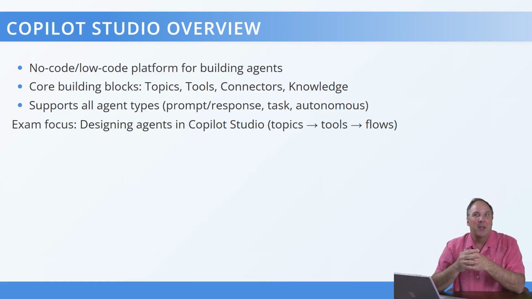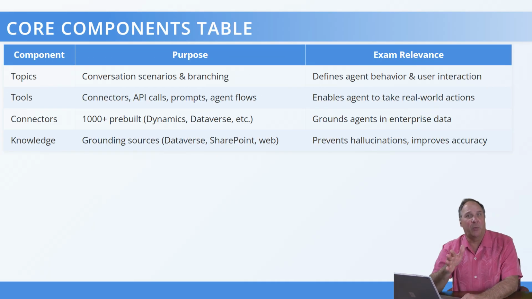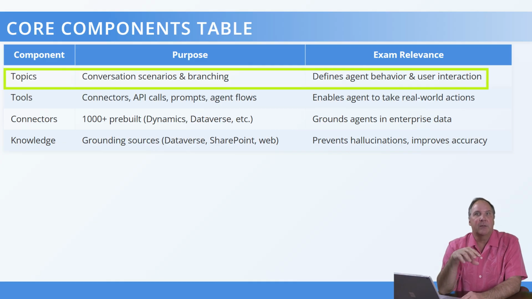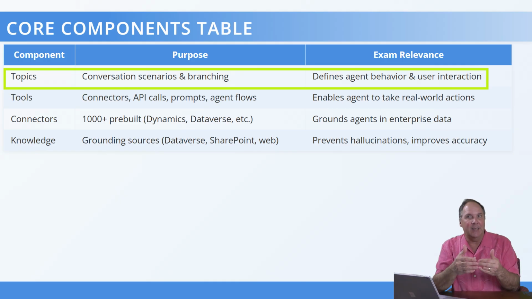That's the headline. But what makes it powerful is how it structures that building process around four core components. Let me walk you through each one. Topics. These define conversational triggers and branching logic. Basically, topics answer the question, what conversation paths does the agent handle? When someone says, I need help with my order, a topic recognizes that intent and starts the right conversation flow.